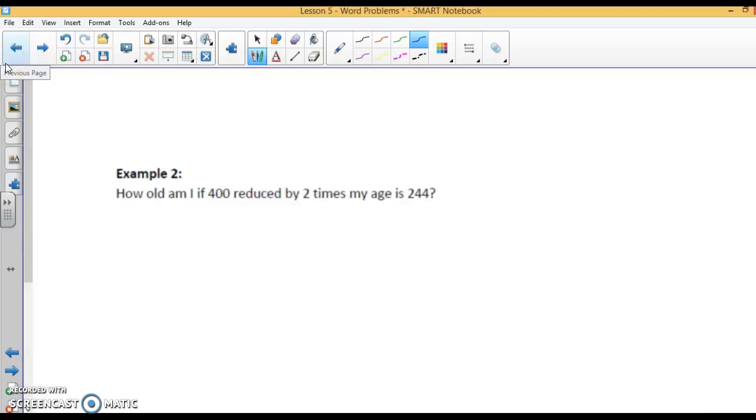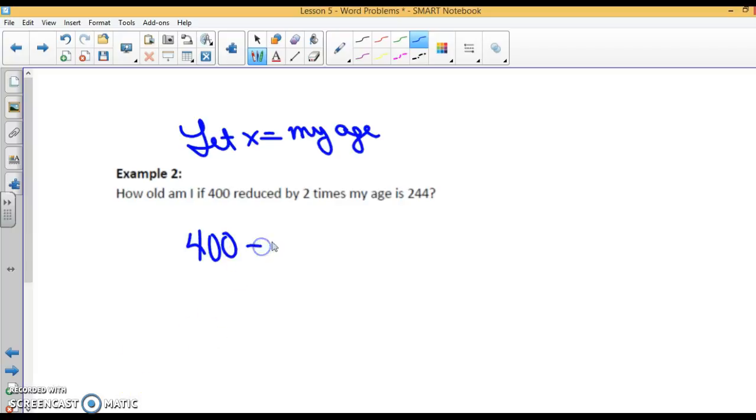All right, let's take a look at another example. How old am I if 400 reduced by 2 times my age is 244? Well, what are we looking for? We're going to let x equal my age. How old am I if 400 reduced by 2 times my age is 244? So I'm just writing an algebraic equation right from the words. 400 minus 2x equals 244.